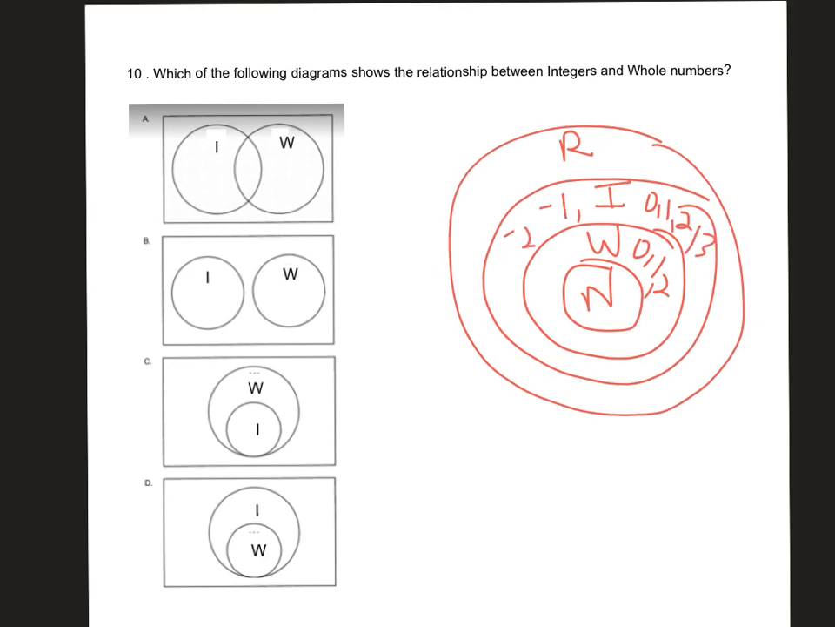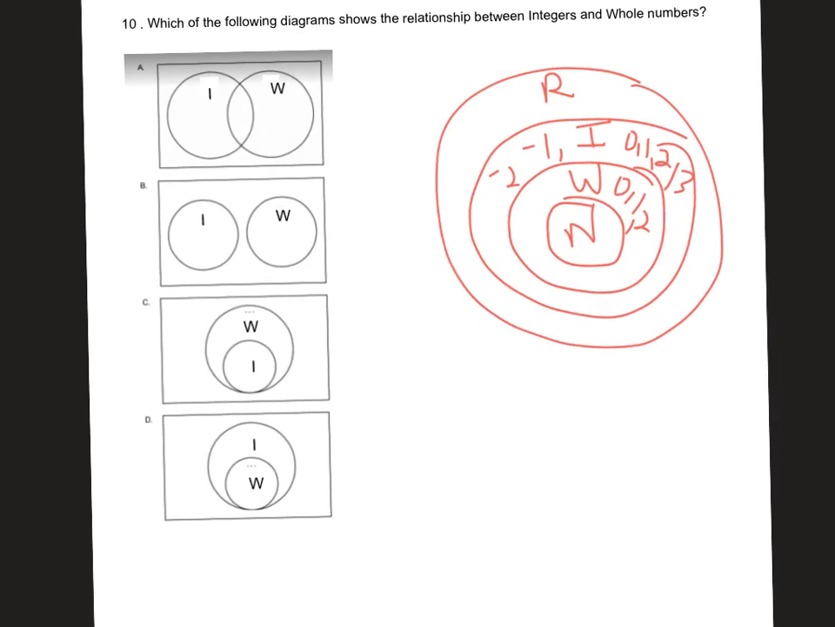So when I look at my options here, I know that A and B cannot be an option. Here it says integers are a part of whole numbers. I know that's false because whole numbers are only positive. So the best relationship here is diagram D.